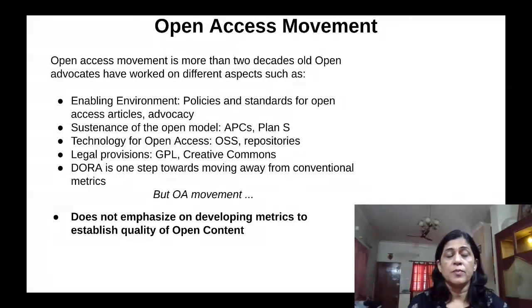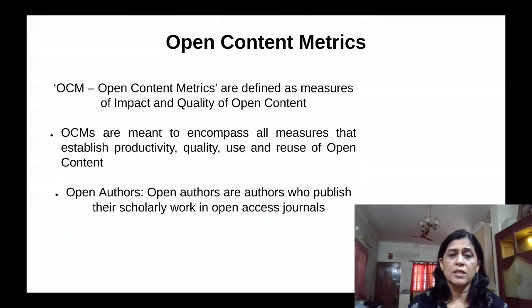The other aspect, important one, is the legal provisions giving licenses like the General Public License or Creative Commons license for content. DORA declaration is one step towards moving away from conventional metrics. But in general, the OA movement does not emphasize on developing metrics to establish quality of content. So it is on these premises that we propose the open content metrics.